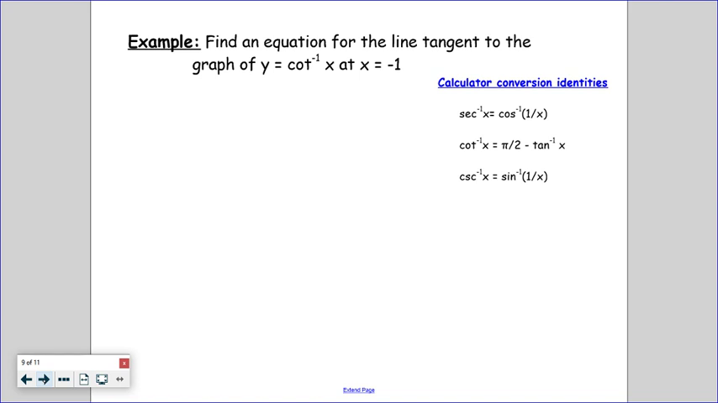So looking at a situation where we could utilize a calculator conversion, it says find an equation for the line tangent to the graph of y equals the inverse cotangent of x at x equals -1. Now, you actually can get through this problem completely without using my calculator, but we'll talk about calculator versus non-calculator on this, okay?